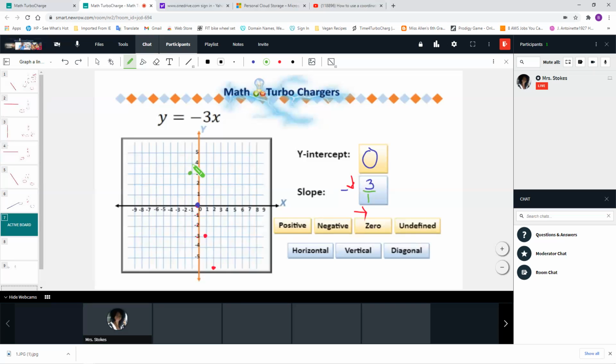Up 1, 2, 3, and over 1. Ooh, that is a very steep line. Okay, so let's connect those dots. And there it shows it's high on the left. So because it's high on the left, I know that this line is negative. I also know it's negative because I can see it's negative.